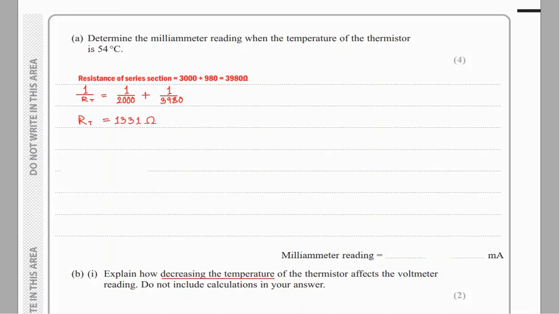So I have the total resistance of the circuit, and I also have the total voltage. So use the equation V equals IR, put in the values. V is given in the question, 1331 the total resistance you just found out. Just make I the subject of the equation. The value is 9 times 10 to the power minus 3. So always remember 10 to the power minus 3 is milli, so the value is 9 milliampere.